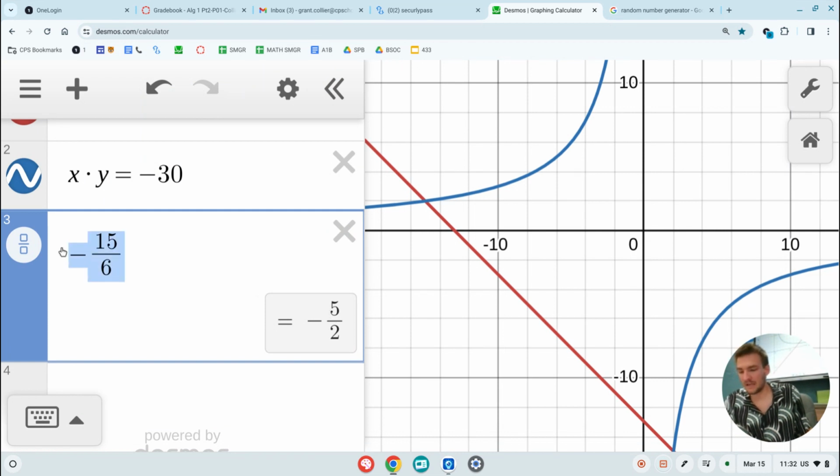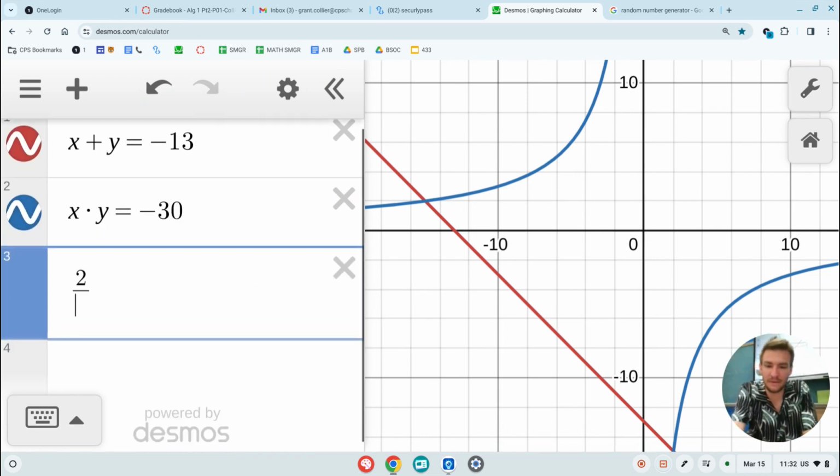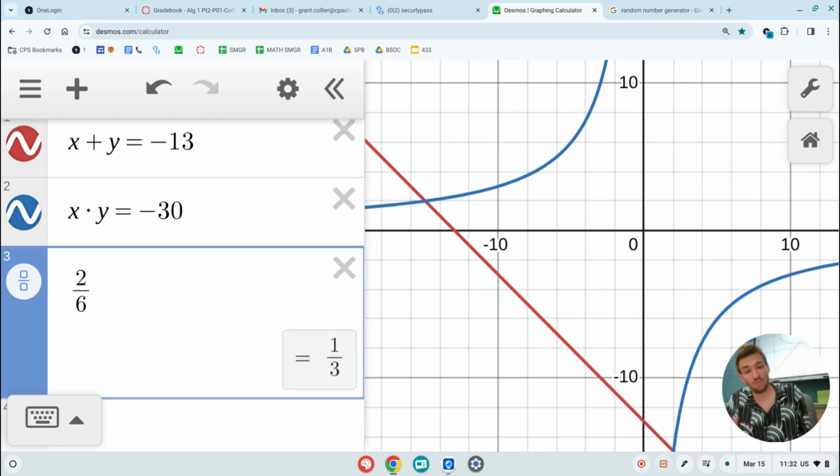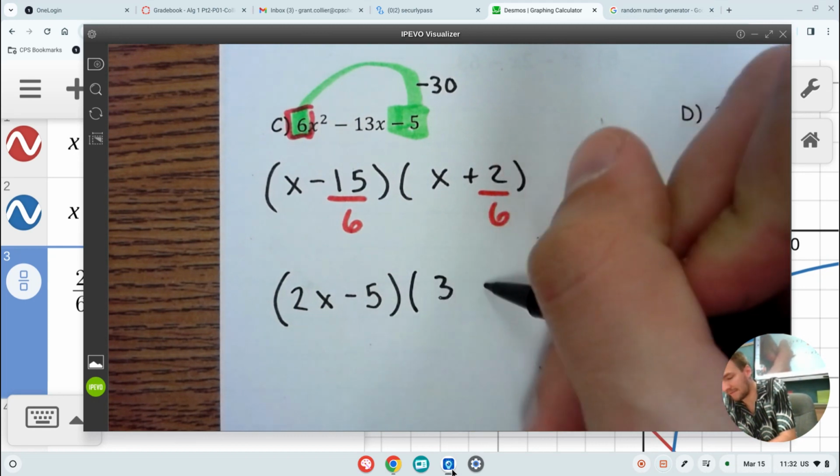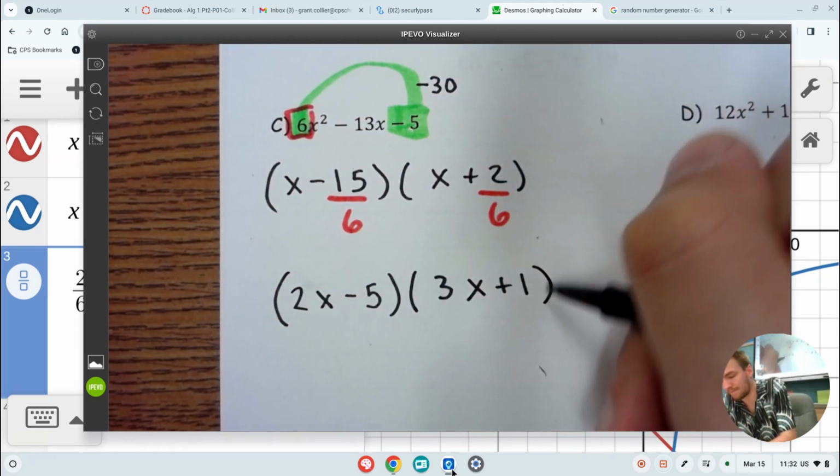Again, we're not going to use 6 and 15 because when we typed them in Desmos, it gave us a simpler answer. The next one is 2 divided by 6. The answer is 1/3. And so we're going to put the 3 in front with a plus 1.